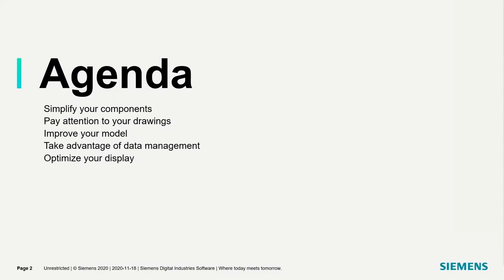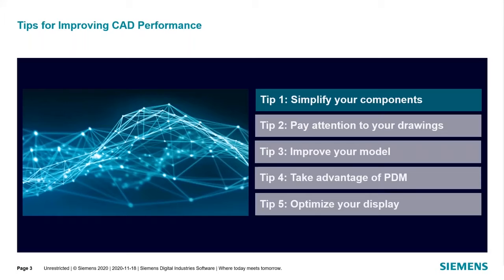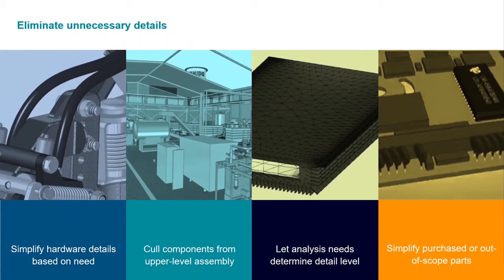So what we're going to look at today are a couple tips to help us out dealing with some of these larger assemblies. How do we manage some of this data? How do we help with performance while handling the larger assemblies? Some of the top things we're going to look at today: simplifying our components, paying attention to some of our drawings, how we can improve our models and take advantage of things like data management, and also optimizing our displays. So tip number one here is to simplify your components.